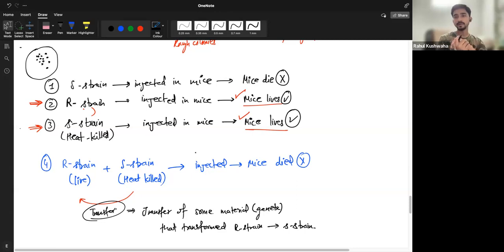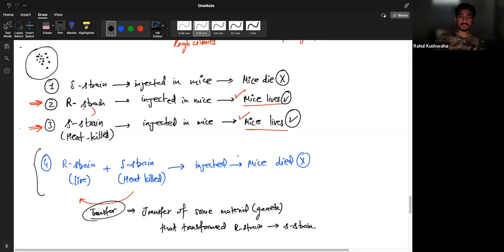He also proved it by isolating S strain later on from the mice in which he injected live R strain and heat-killed S strain. He could recover live S strain from these mice after their death. And this proves that the R strain indeed got transformed into an S strain using some genetic material from the heat-killed S strain.